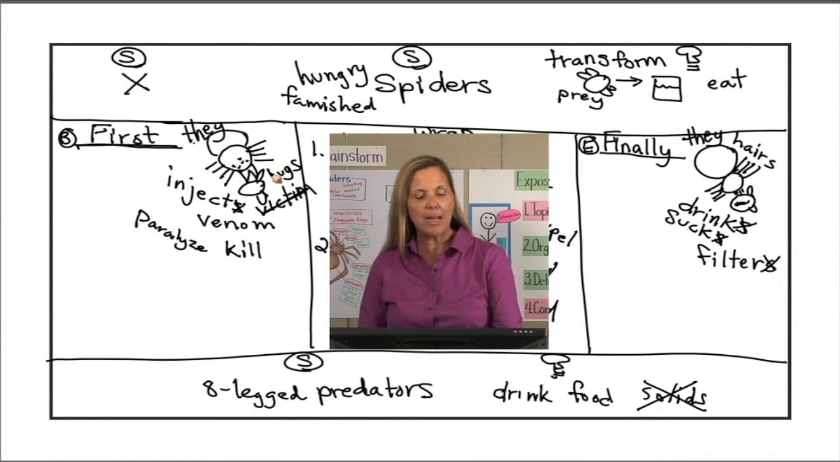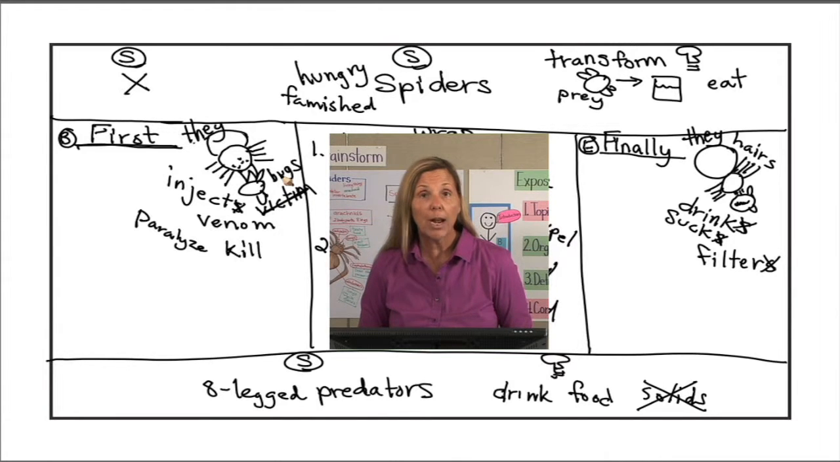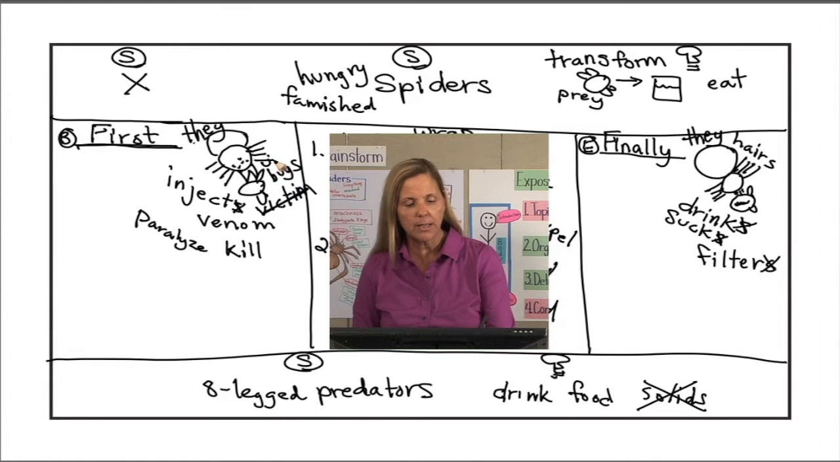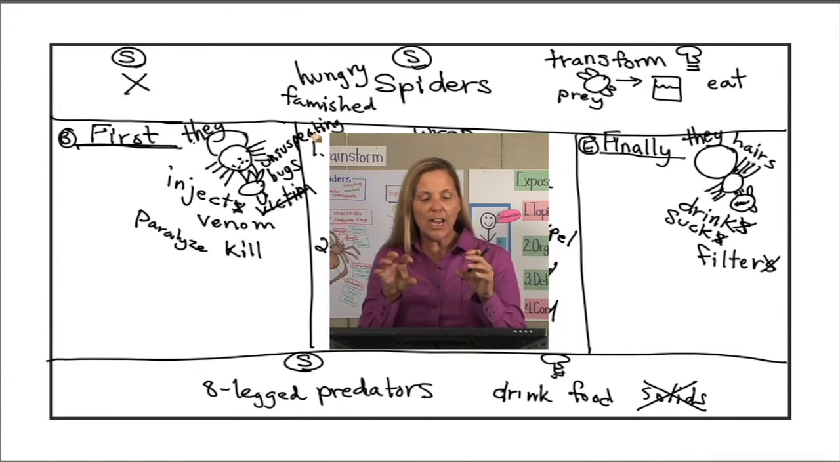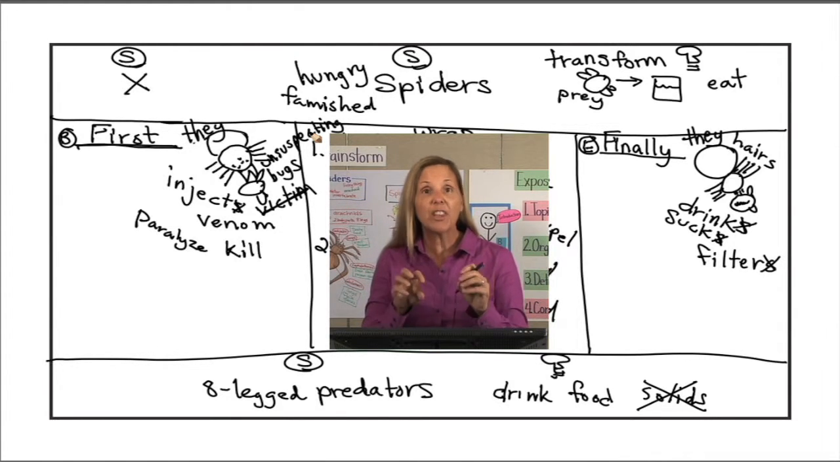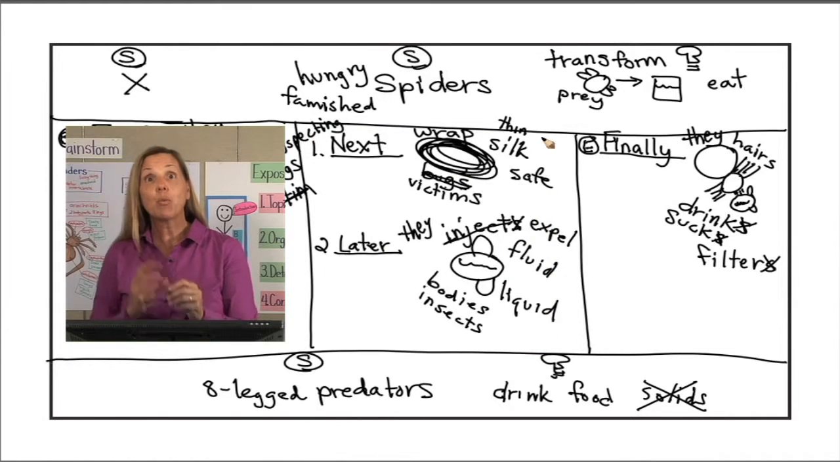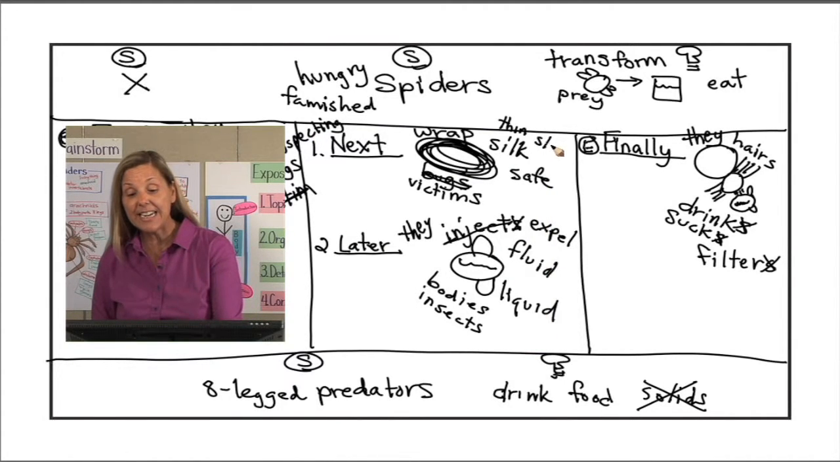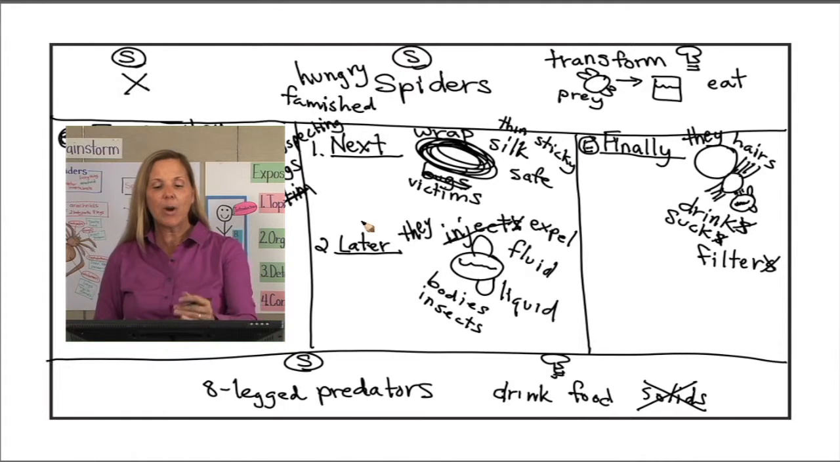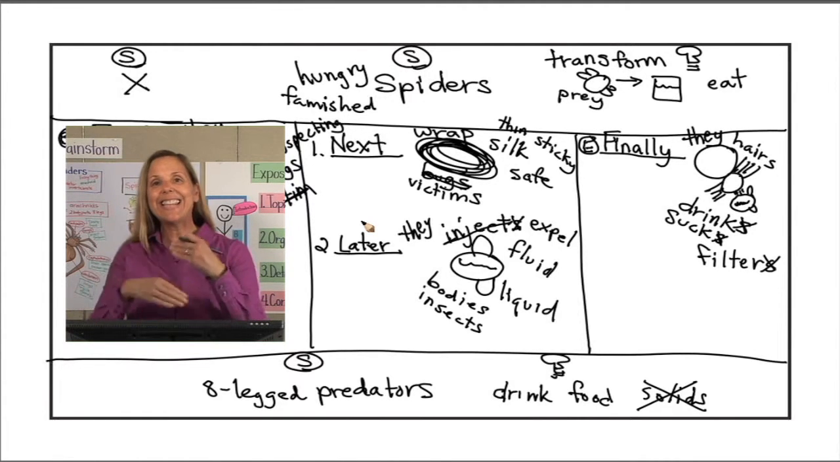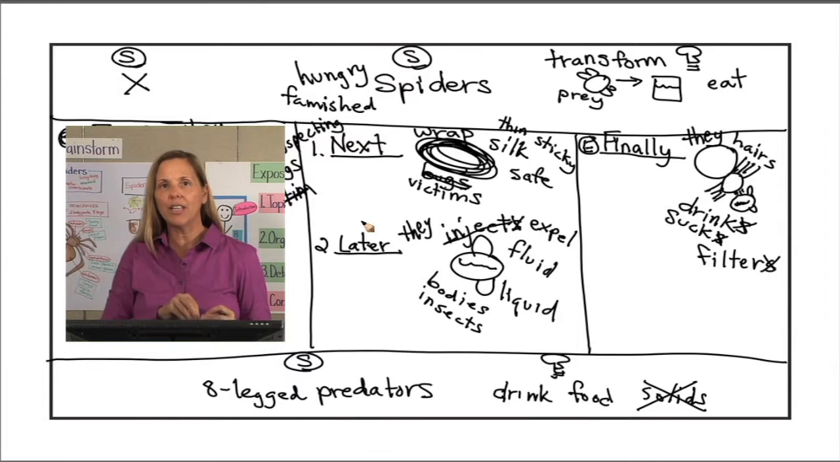First, they inject bugs. So, do the bugs even know that they're there? Maybe we could describe the bug. Unsuspecting bugs. Ooh, let's put unsuspecting. They don't know that they're there. First, they inject unsuspecting bugs with a venom to paralyze or kill them. Love it. Next, they wrap them with thin, sticky silk. Next, they wrap their victims in thin, sticky silk to carry them away.